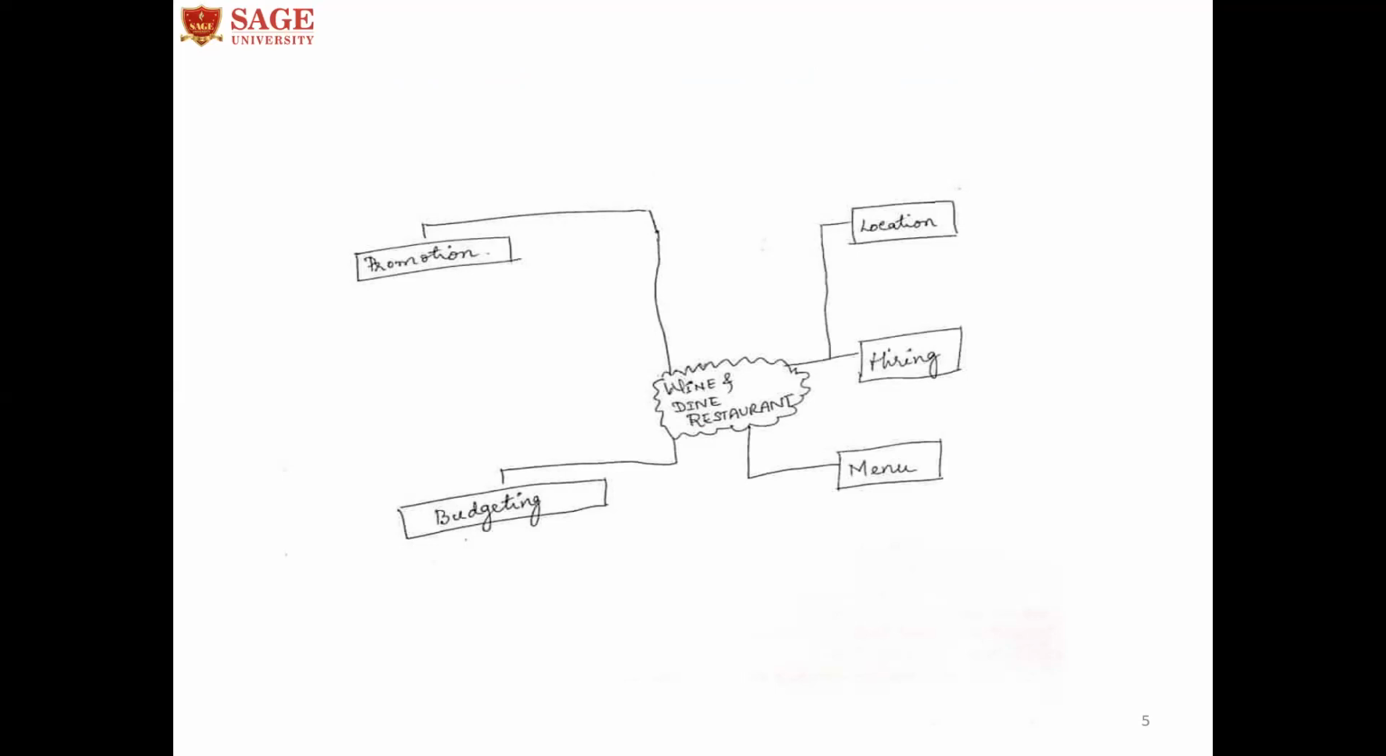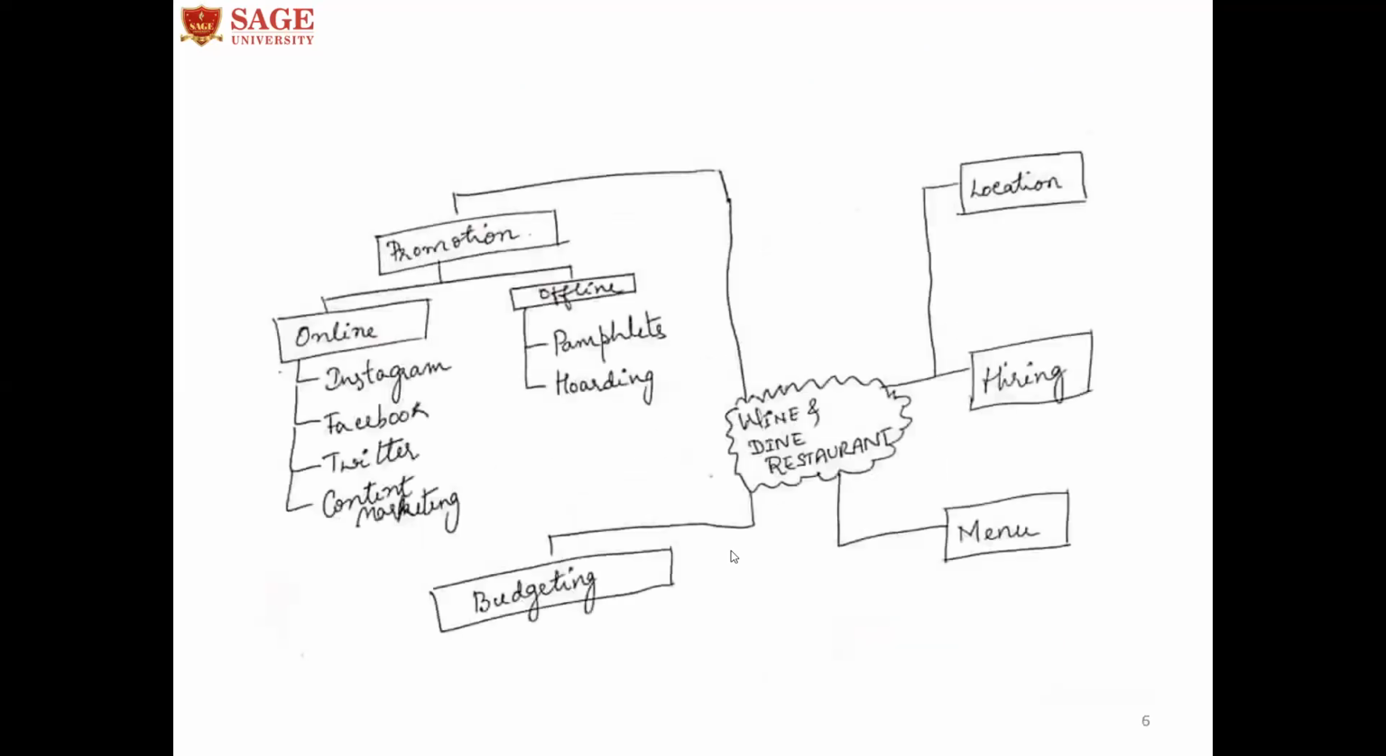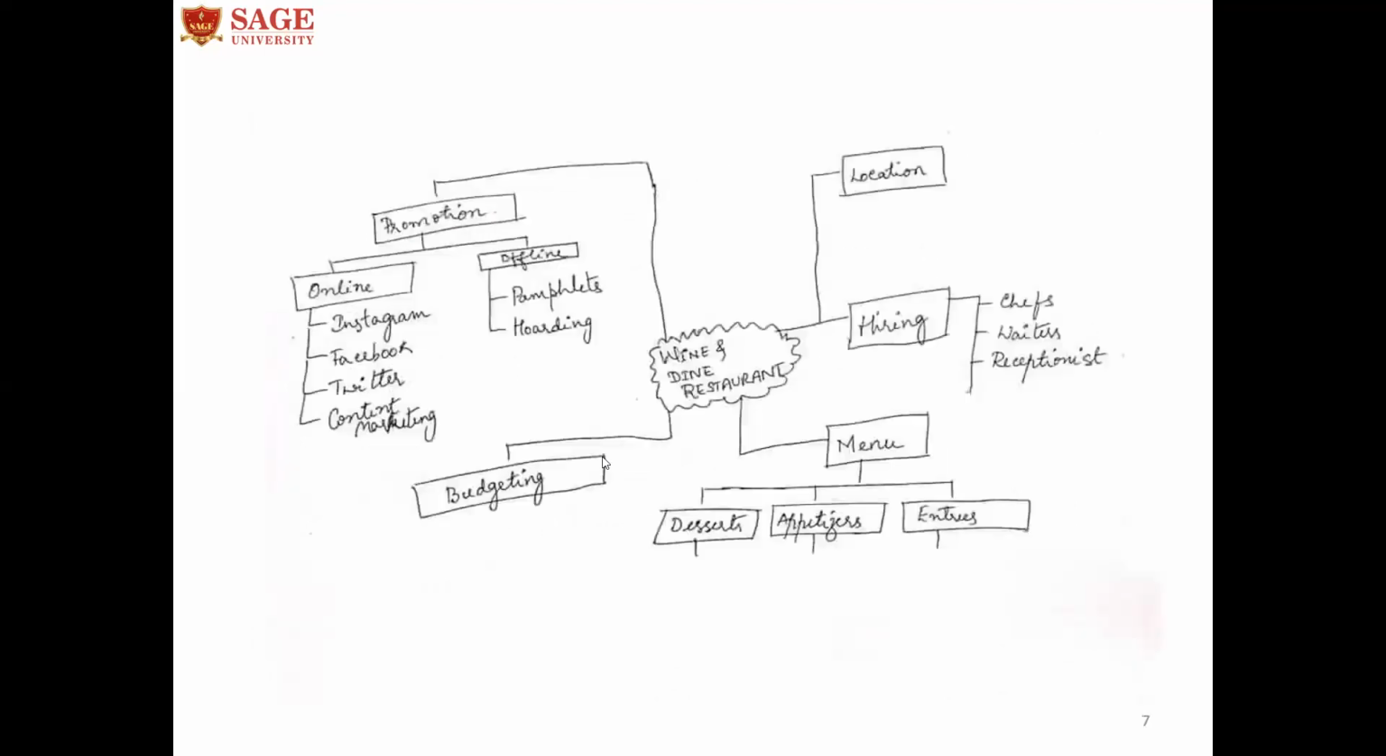Now, the next is we are going to pick one of the branches and think if it needs more segregation. For example, promotion can be broken down into offline and online mode. So online, you can promote the restaurant on Insta, Facebook, Twitter, and offline, you can use pamphlets or hoardings.